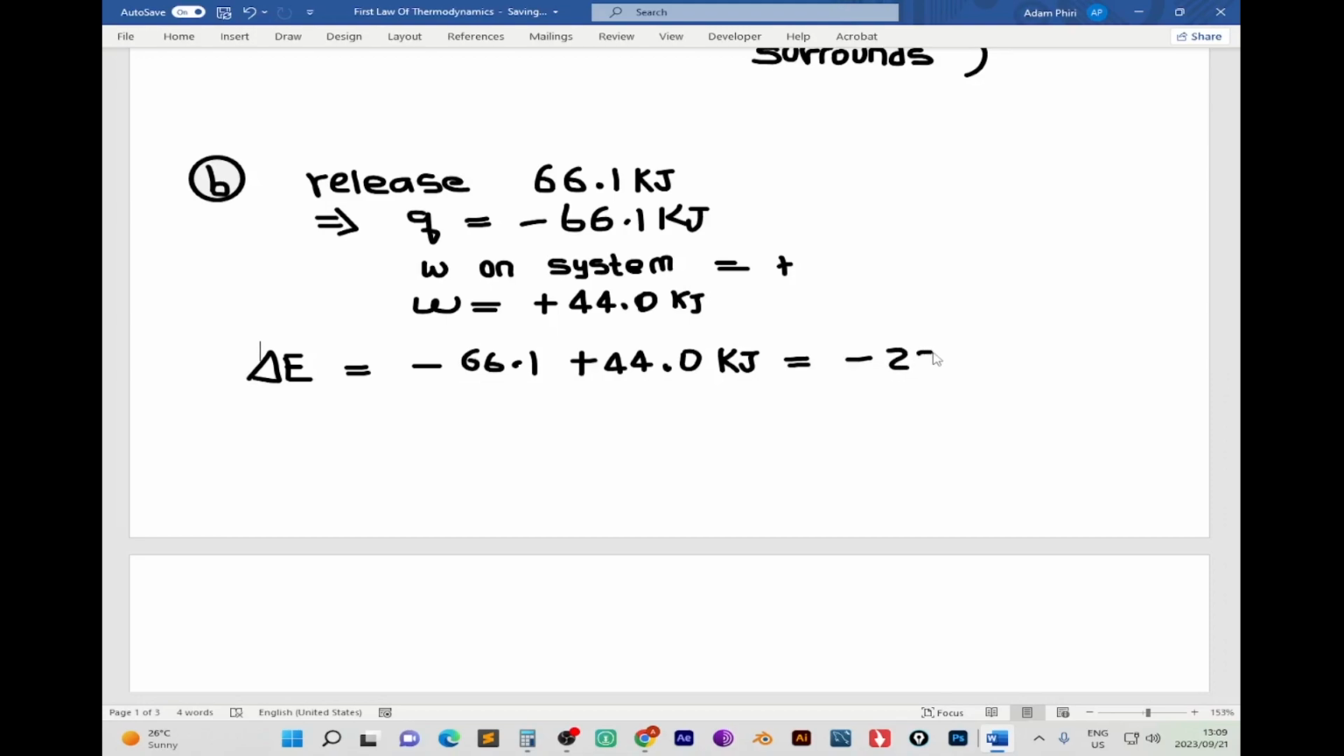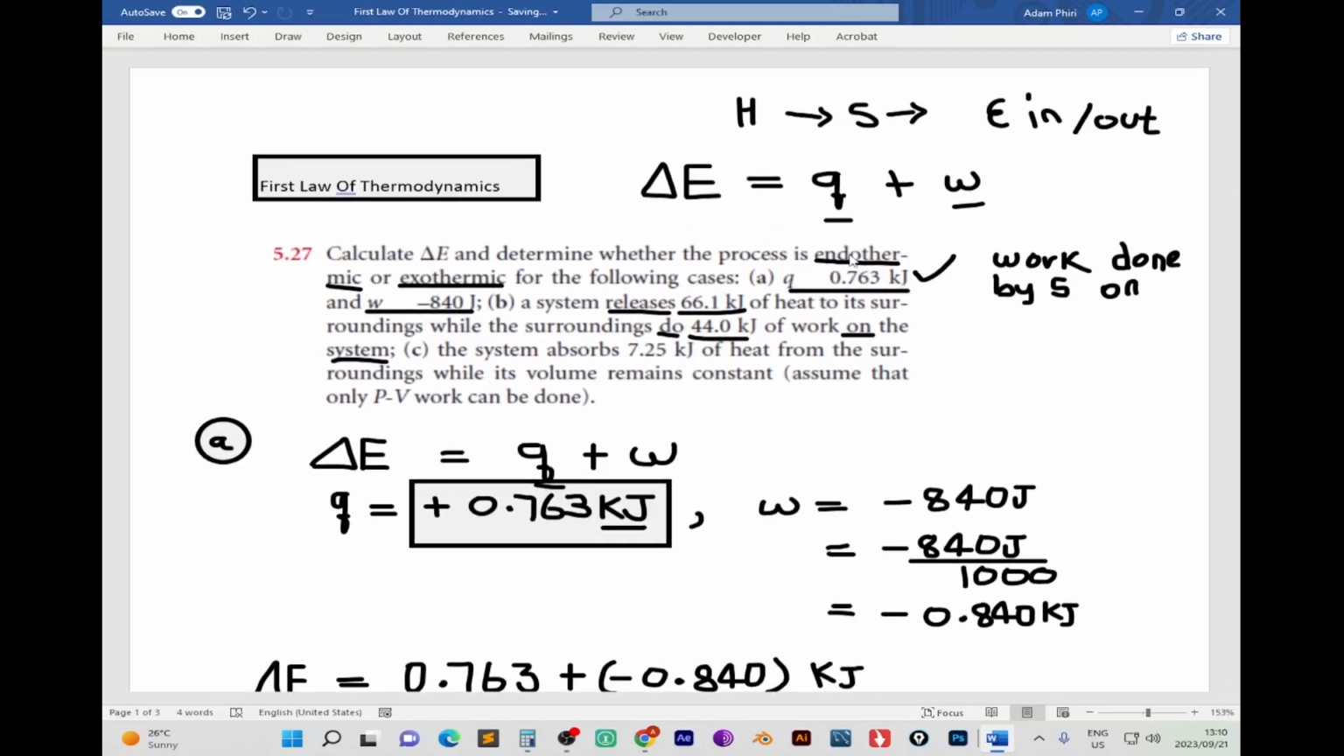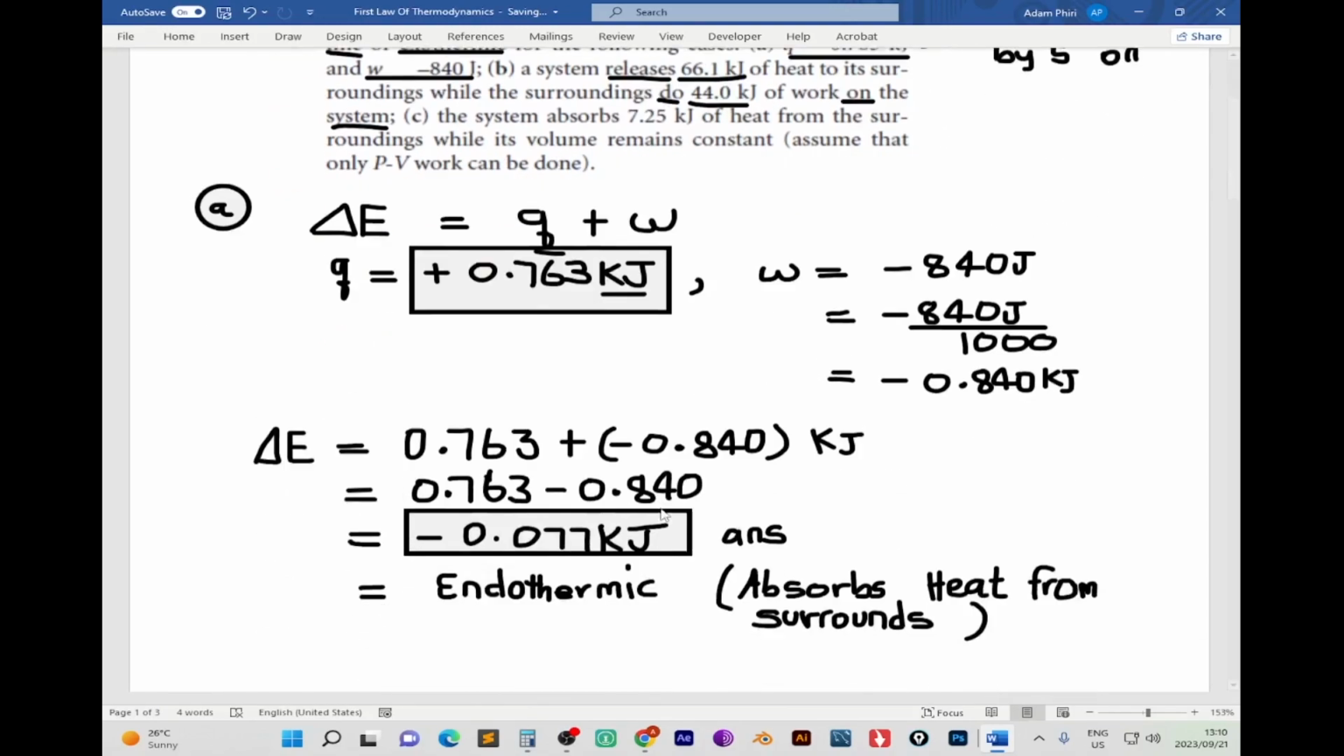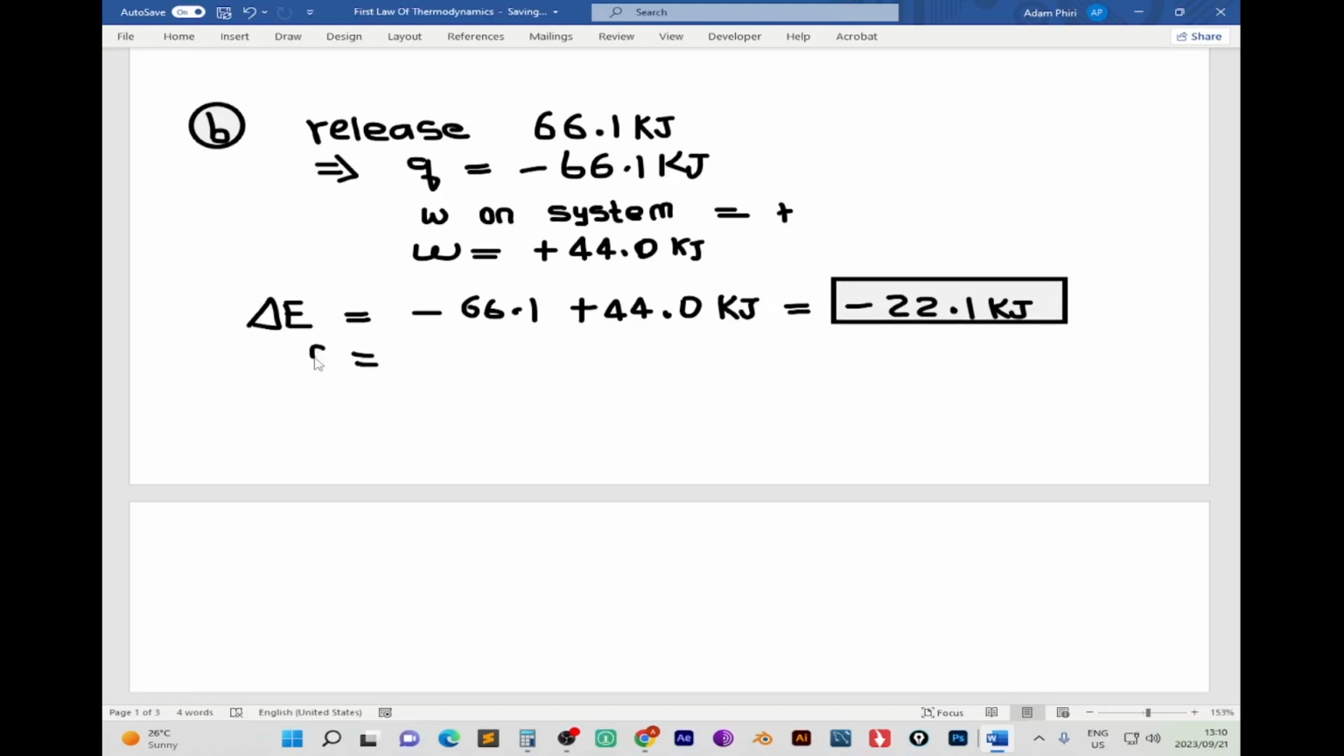So once again, we have negative 22.1 kilojoules, and that's our answer for the change in internal energy. To find out if it's endothermic or exothermic, you check that our Q is negative. It releases heat, so that is going to be exothermic. That is our part for B.